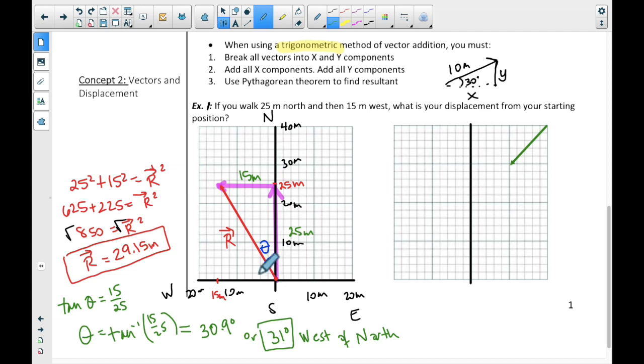If you had chosen this angle over here, and I'll just call this angle phi, you would have come up with 59 degrees, and you could have called it north of west. So we'll get some practice with it. I know it's new, a little bit different. Let's go ahead and turn the page and read the next problem.